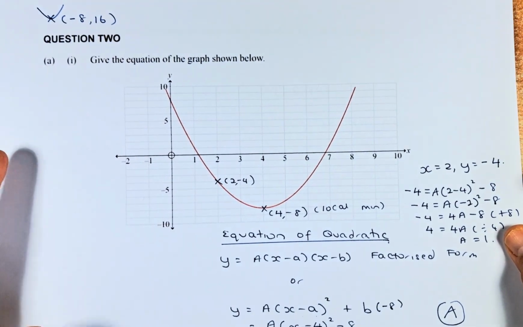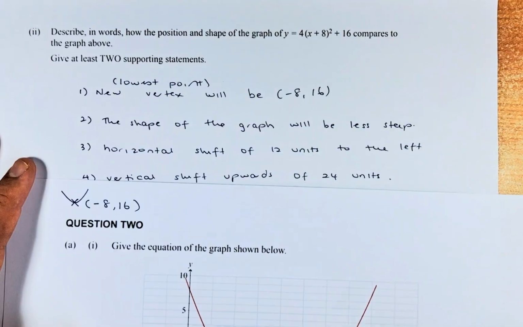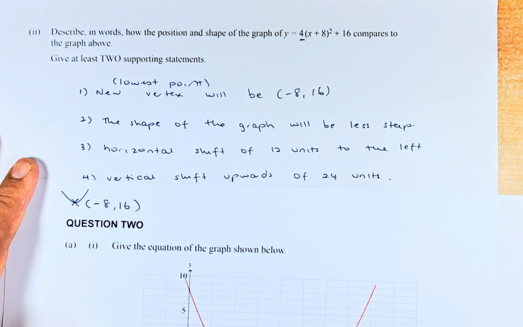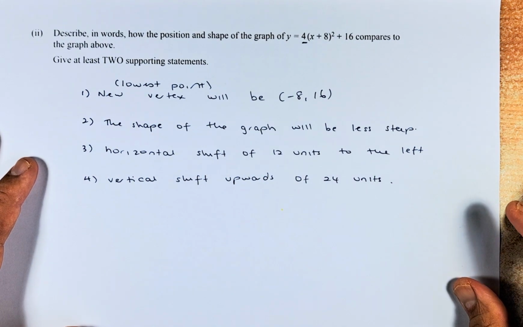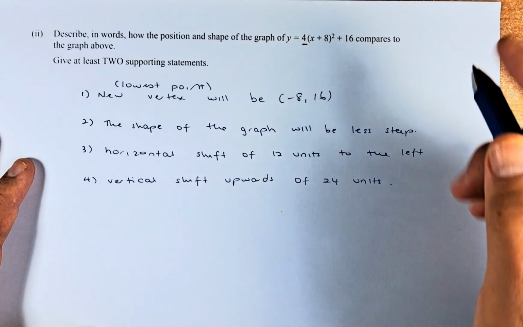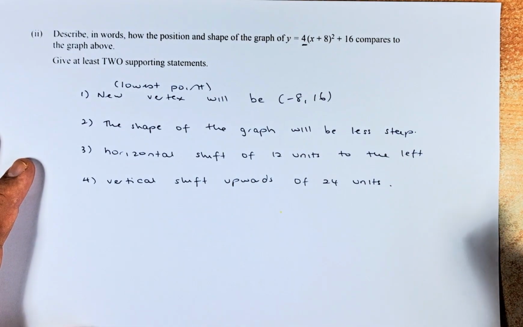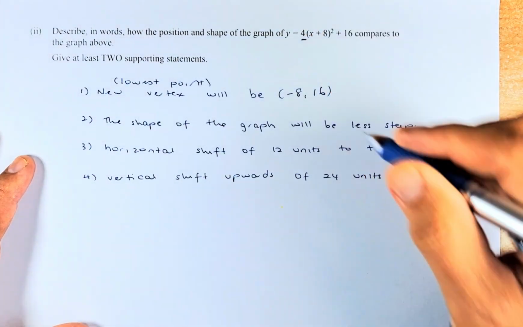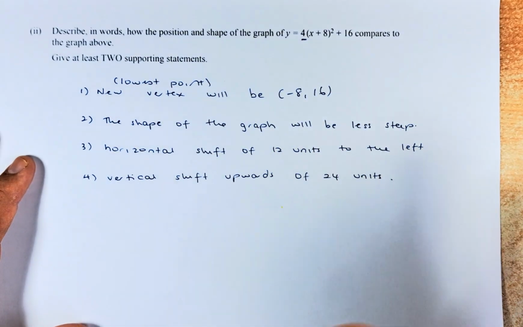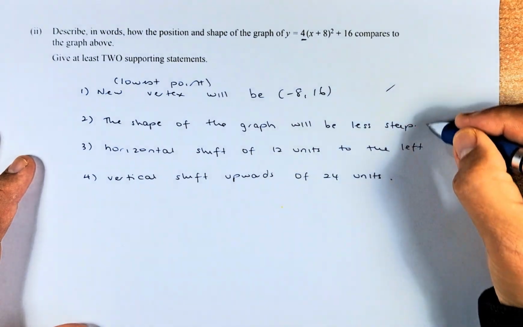Okay, so because the scale factor is now 4, if it is a number bigger than 1, the shape of the graph is going to be steeper, so it's going to be narrower. On the other hand, if it's less than 1, if this value is a fraction, then it will be wider or less steep. So that is how you answer the 2 points.